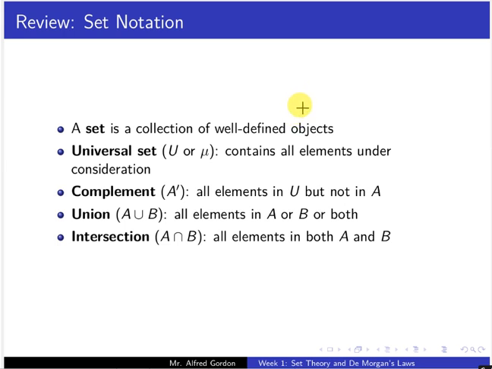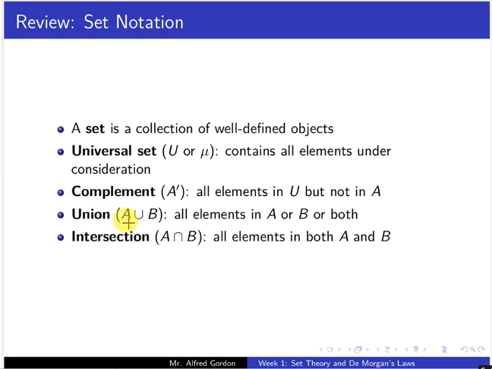A set of natural numbers, a set of whole numbers. Also, the universal set, which is denoted by big U or mu, is a set that contains all elements under consideration. We shall also consider the complement of a set. So for a set A, its complement is A prime: all elements in U but not in A.